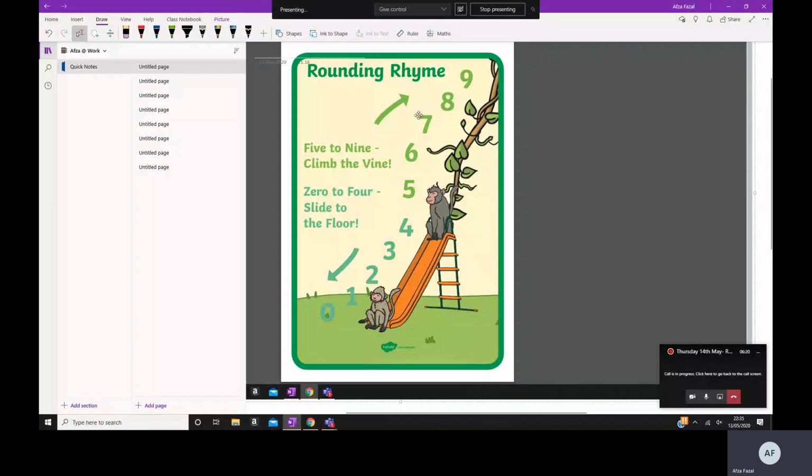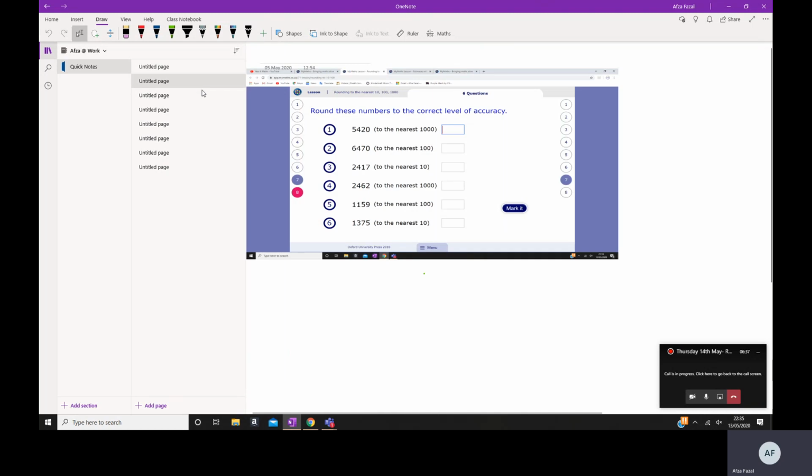So here we go. Got the rounding line. Some people say 0 to 4 you round down, 5 to 9 you round up. We started doing it in my class as 0 to 4 slide to the floor, 5 to 9 climb the vine. And we had actions to do it, so if you remember the actions, it's better for you, that way you remember it in your head.